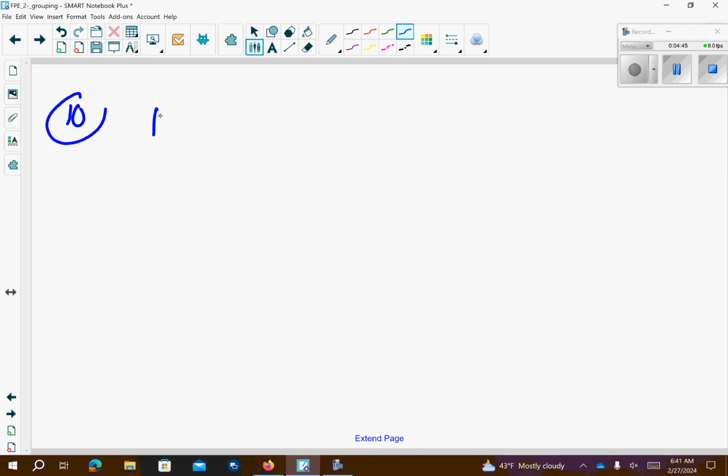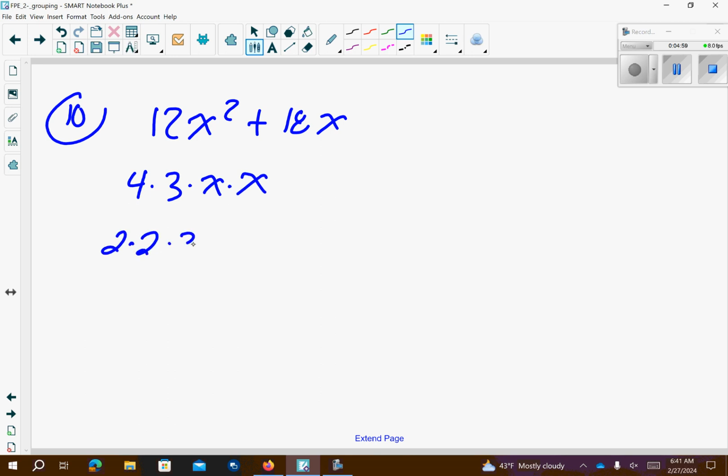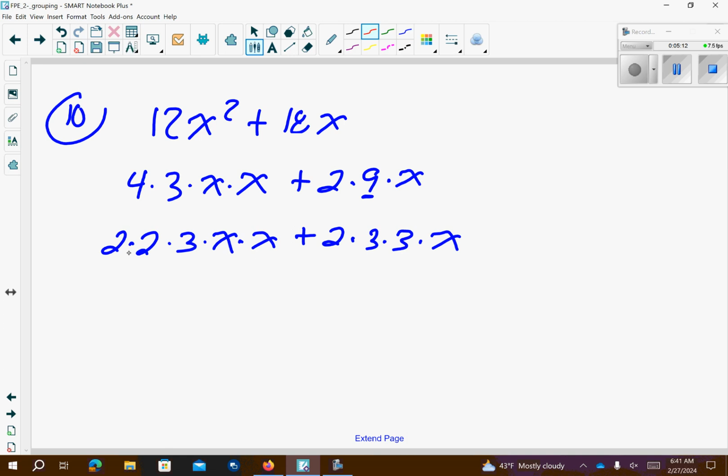Number 10, I get 12x squared plus 18x. So let's break some things down. 12 breaks down to 4 times 3, and then x and x. I can break 4 down a little bit further. That breaks down to 2 times 2 times 3 times x times x. Bring the plus down. 18 breaks down to 2 times 9 times x. I can break 9 down a little bit further. 9 is the same thing as 3 times 3. And now I have a 2, I have a 3, and I have an x that I share. Oops, I meant to underline the 3. Sorry about that. So 2 times 3 is 6x.